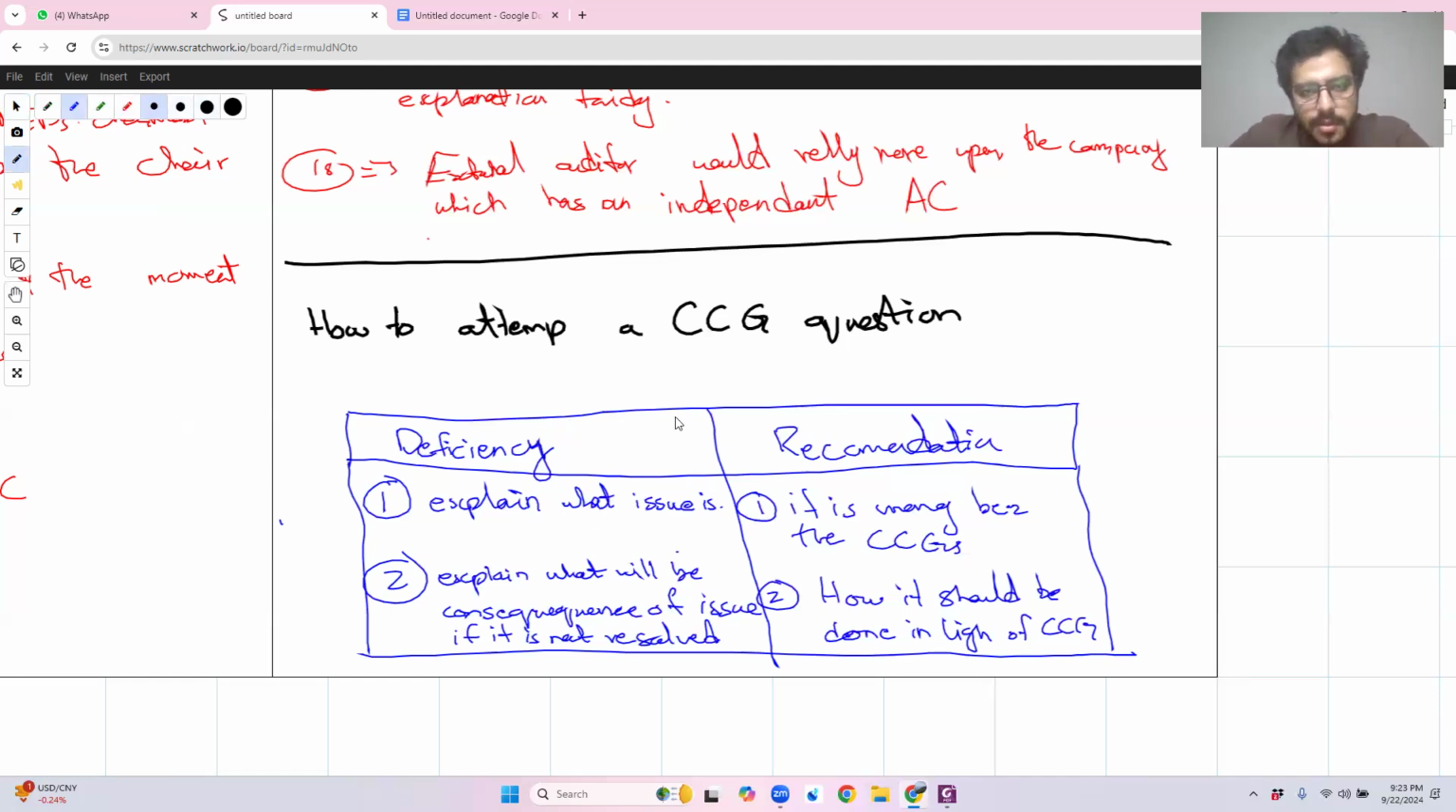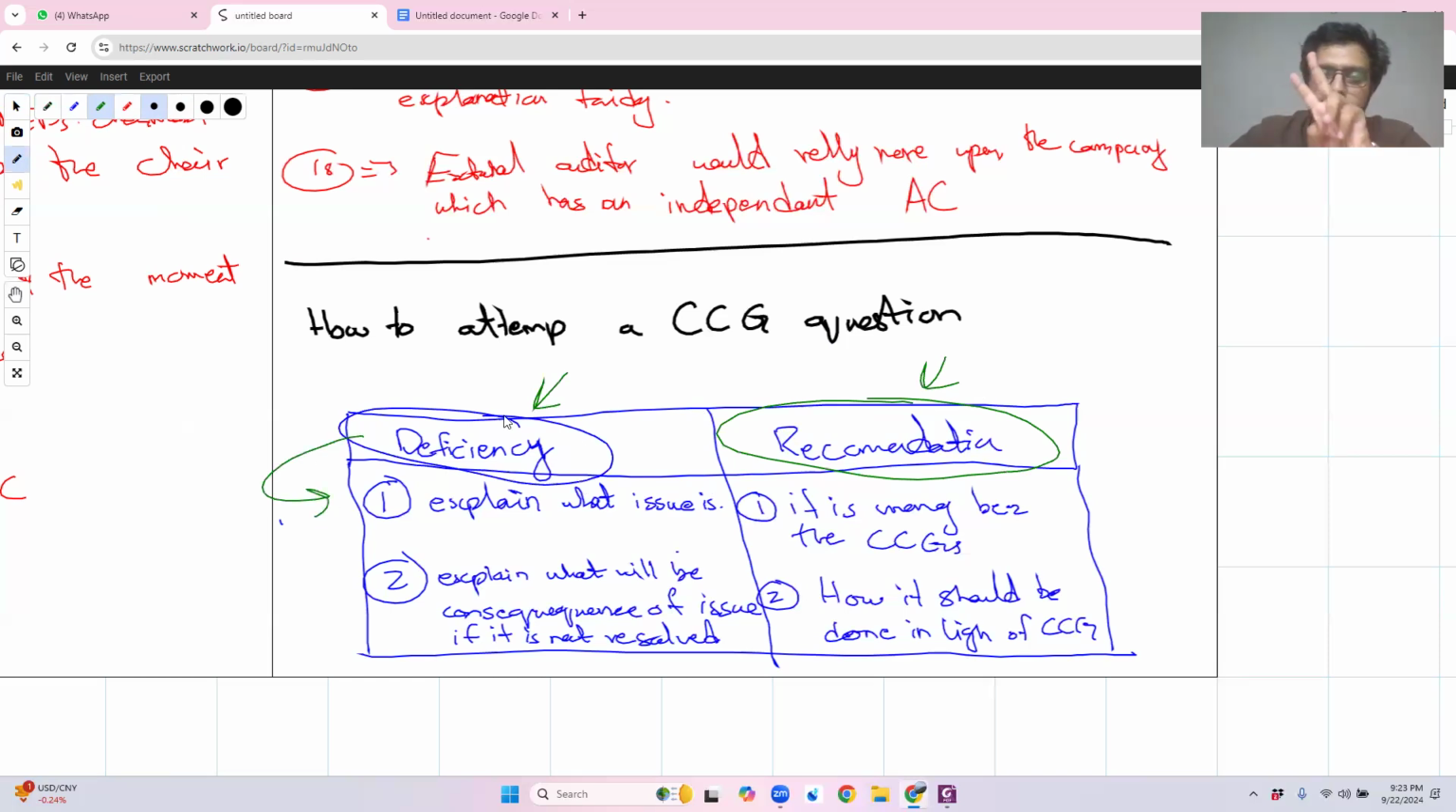First of all, we make a 2x2 table, where on the first side we write down the deficiencies, and in the second the heading is the recommendations that we are going to give. Within the deficiencies, there are 2 steps for explaining each single issue that you identify. Firstly, you explain the issue in your own words so that the examiner knows what it is all about. The second thing is we always write about what will be the consequence if we don't resolve this issue. We are not moving towards the right way to do it. We are just explaining if this is not resolved, what is going to be the consequence of it.